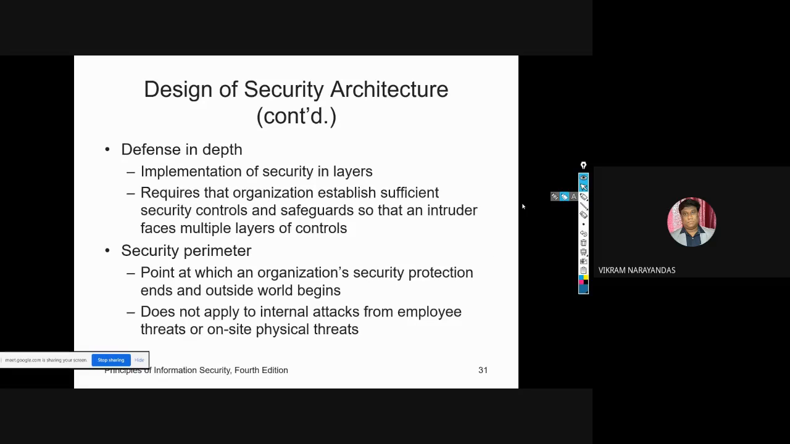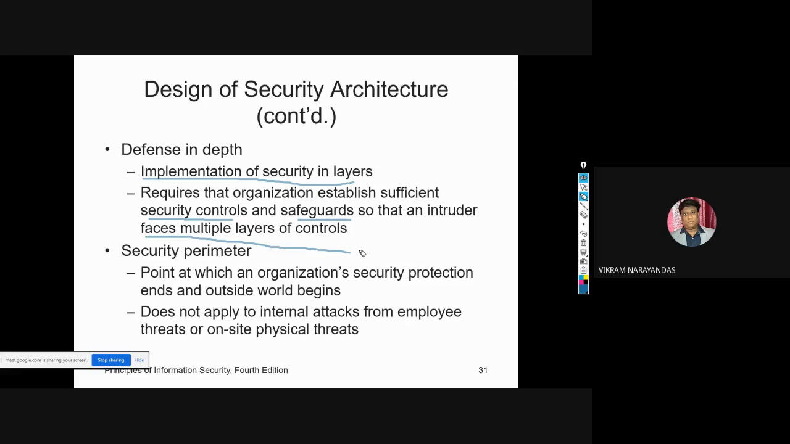Design of security architecture continues here. Defense in depth. What is defense in depth generally? It is the implementation of security in different layers, which requires that the organization establish sufficient security controls and safeguards so that an intruder faces multiple layers of controls.